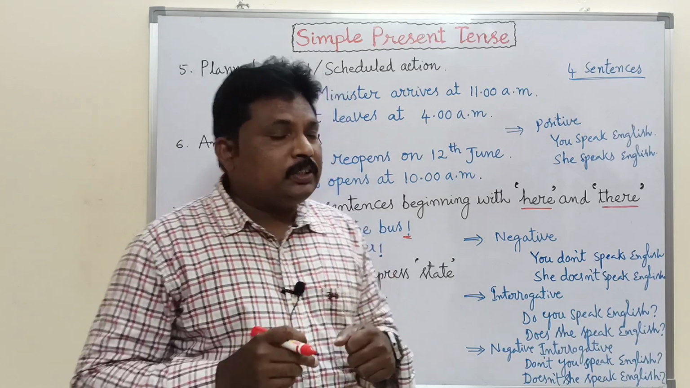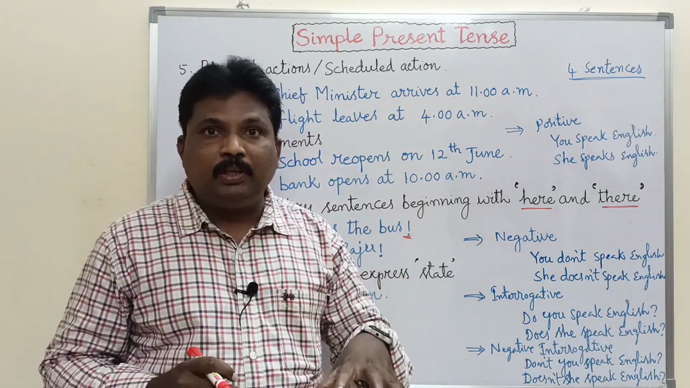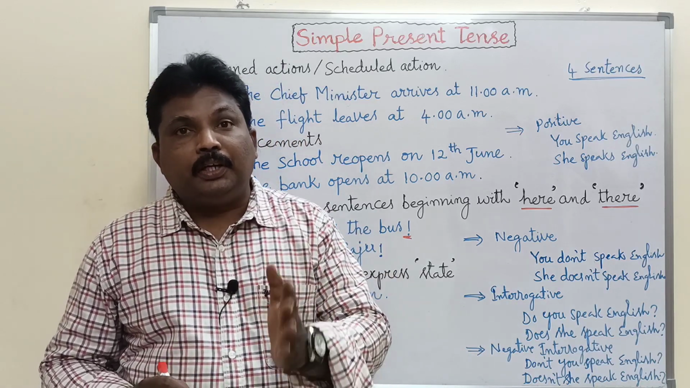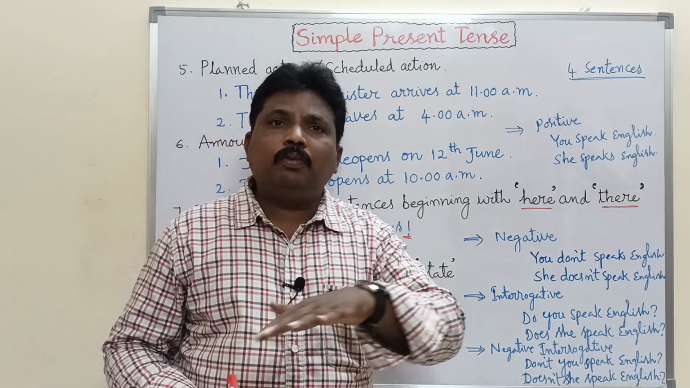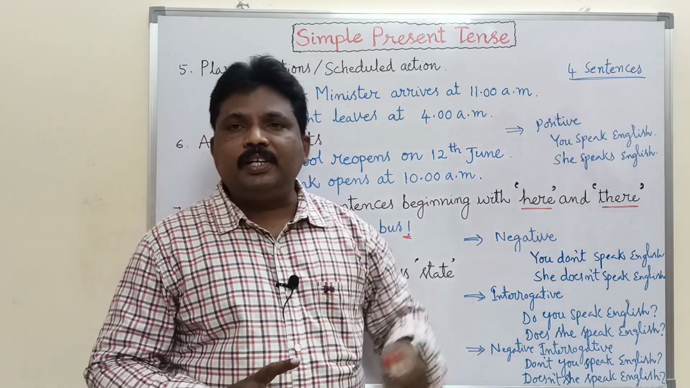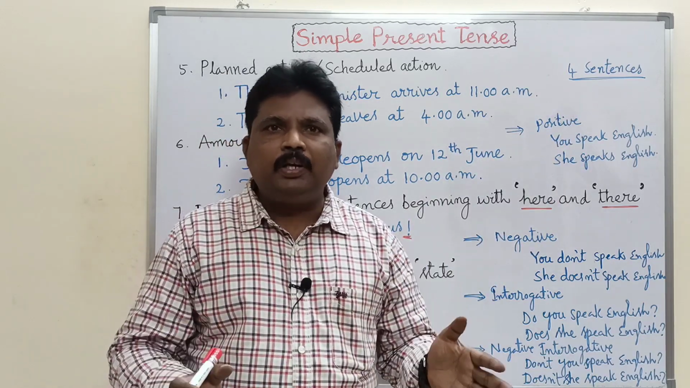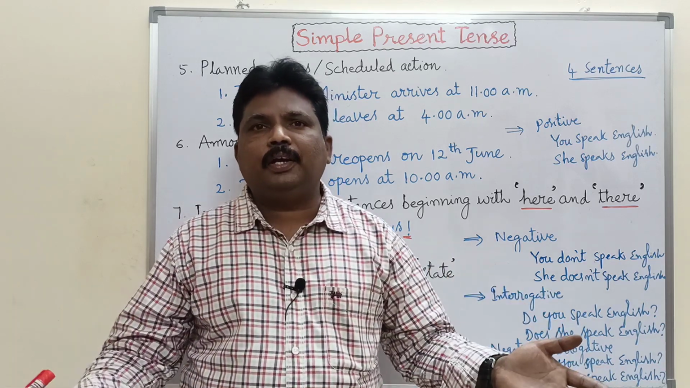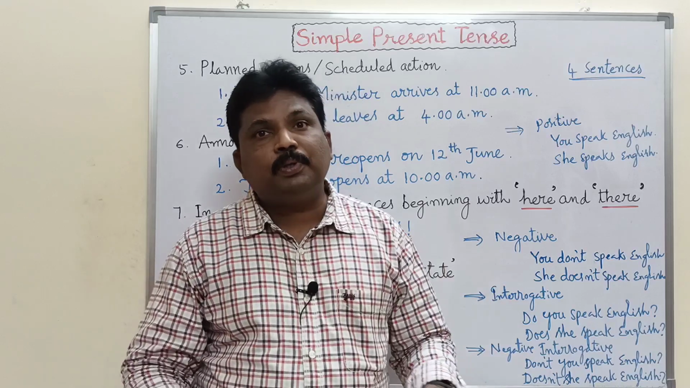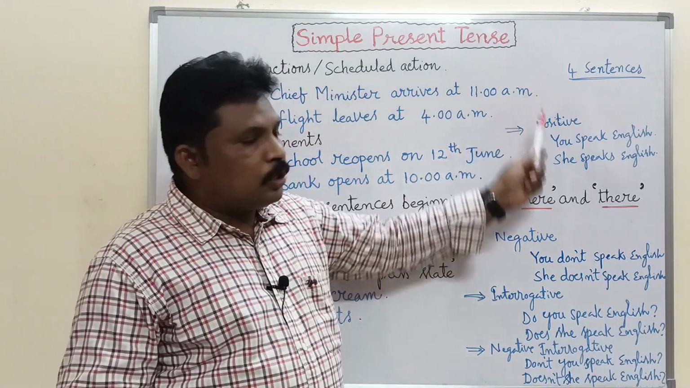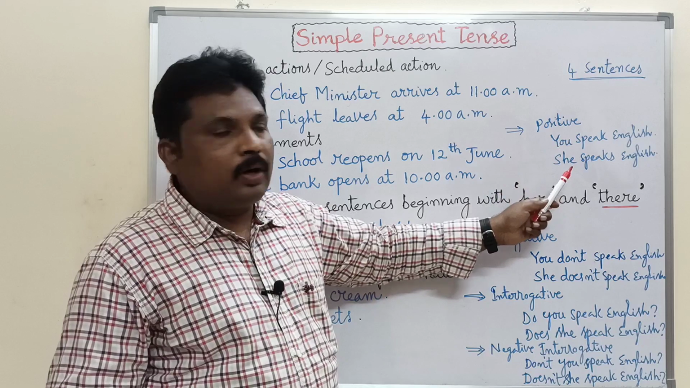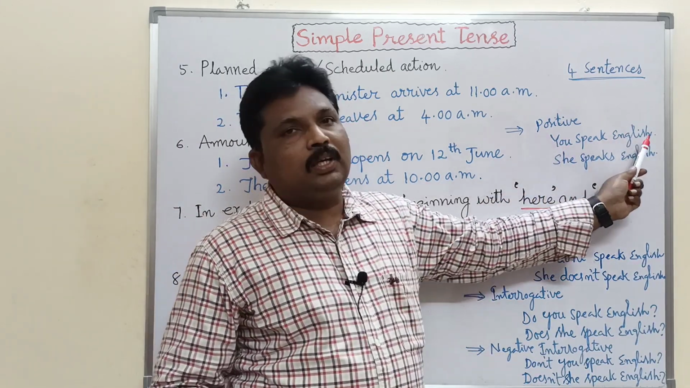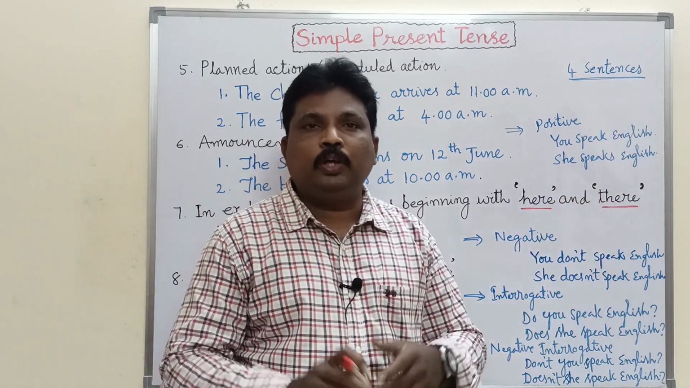And the next one is, these sentences can be changed from positive into negative, negative into interrogative, interrogative into negative interrogative. We have four kinds of sentences. Let it be affirmative sentence or interrogative sentence or negative sentence or negative interrogative sentence, all these are simple present tense. But how to change, how to form a positive sentence into negative? We know positive sentences: you speak English, she speaks English, that's what we have learned.